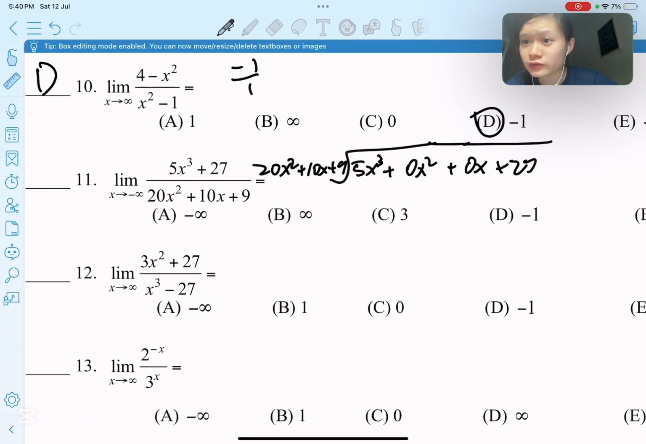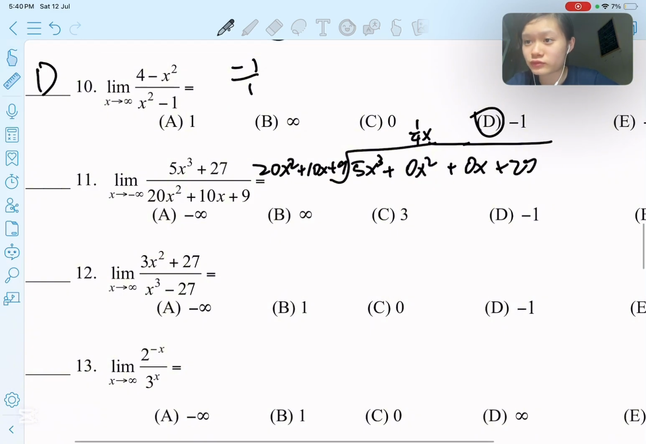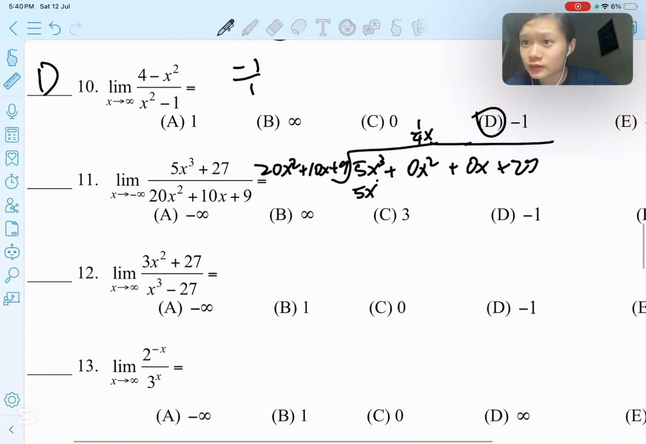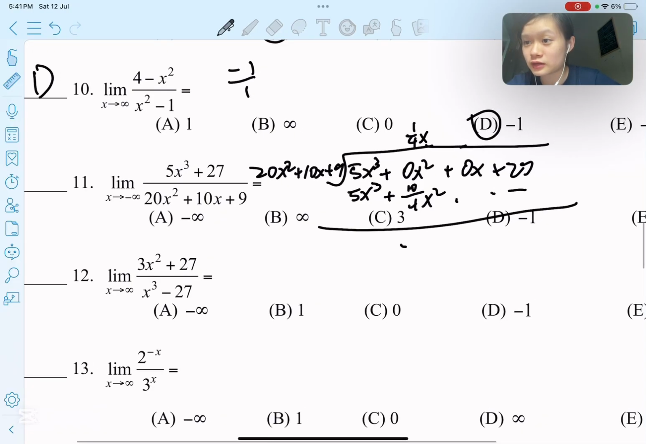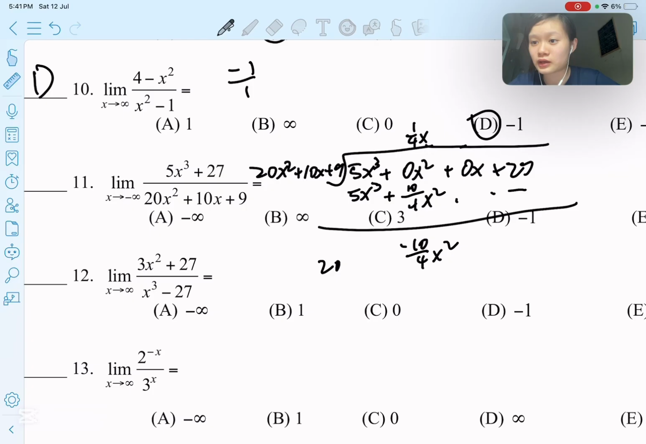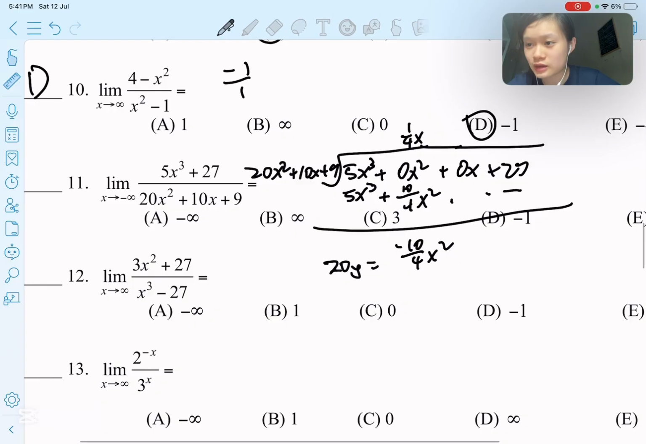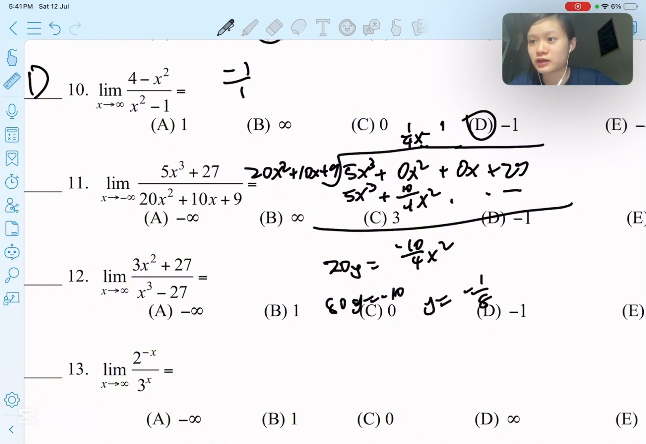This is 1 over 4x. Yes, so 1 over 4x is 5x^3 plus 10 over 4x^2, blah blah blah. That would be 0. And then x, that would be negative x of 10 over 4x^2. To get that, you would need 20x or 20y to equal negative 10 over 4, which means 80y is equal to negative 10, y is equal to negative 1 over 8, so it's minus 1 over 8, something like that.